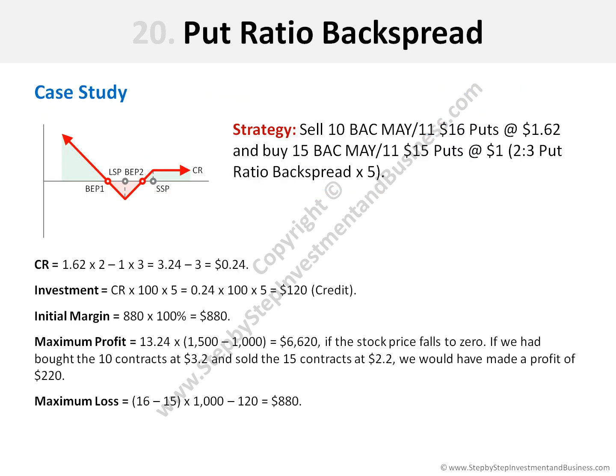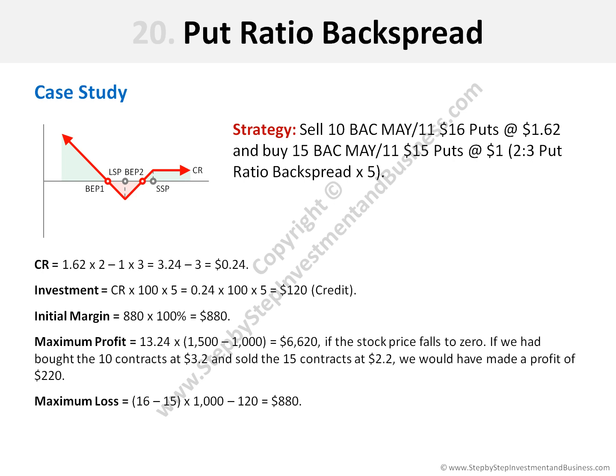Here we can see the numbers of our example. The strategy consisted of selling 10 Bank of America puts with a strike price of $16 and expiration in May 2011 at $1.62, and buying 15 puts with a strike price of $15 and same expiration at $1. That is, we placed a 2-to-3 put ratio backspread times 5.